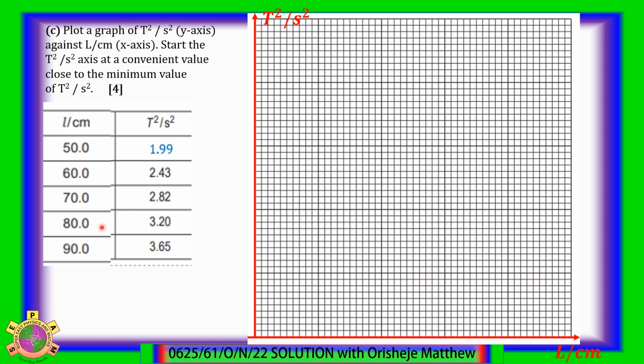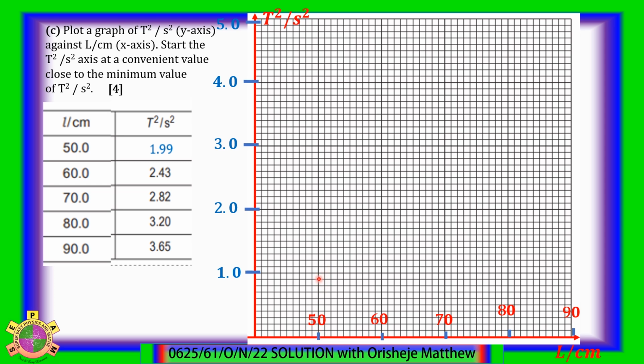Then secondly, distribute the values. The T squared ranges from 1.99 to 3.65. So if you distribute that, you have 1, 2, 3, 4, 5. Then for the length, I started from 50 because we are not required to start from the origin, 0, 0. Once you are not asked to start from the origin, you can start from any convenient value. So we start at 50. Let's plot the values.